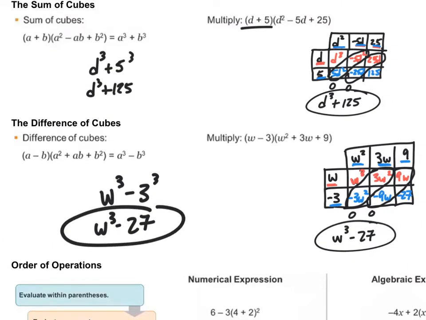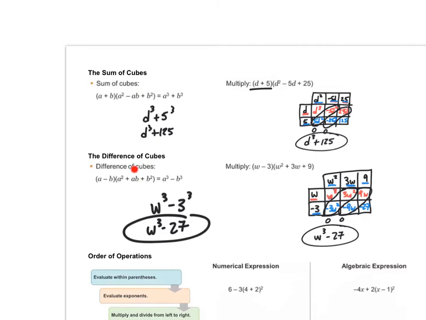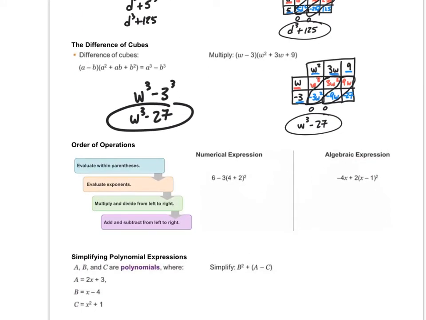Okay, I'm not going to talk too much about the structure here. We'll talk about that later in the chapter, but I want you to be able to multiply these together, and you should just end up with a sum or difference of cubes if you have that same kind of structure. All right, let's talk about order of operations.